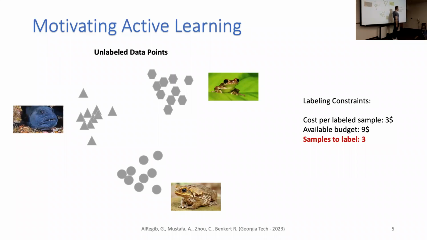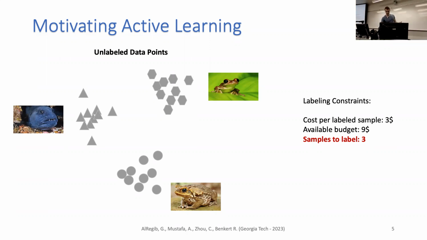Now, the cost per labeled sample is going to be $3, and the total amount of money that we have is $9. That's very simple math. At the end of the day, we can label 3 samples. So looking at these different classes, which samples do we send to the labeling company to annotate?